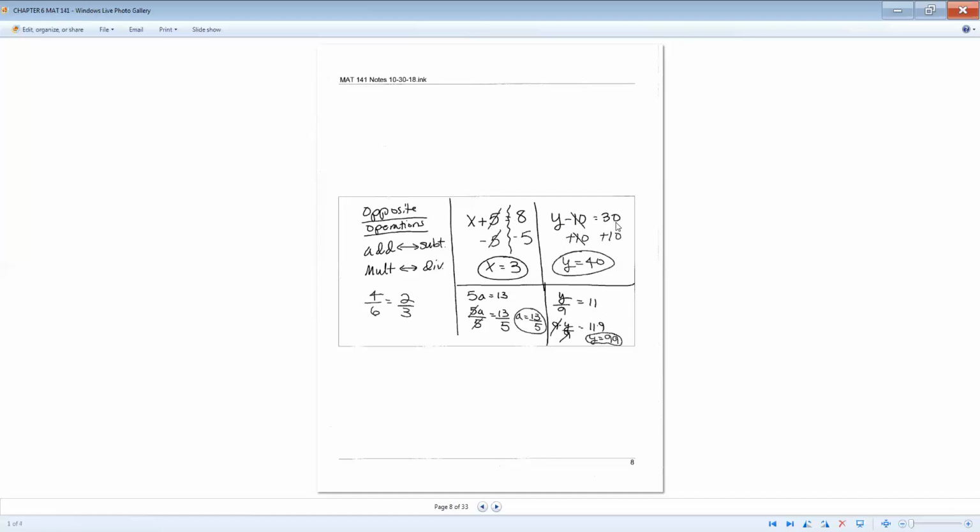So if I have y minus 10 equal to 30, I want to solve for y. Add 10 to both sides. That will give me y equal to 40. The 10 cancels out on the left side. 30 plus 10 is equal to 40 on the right.